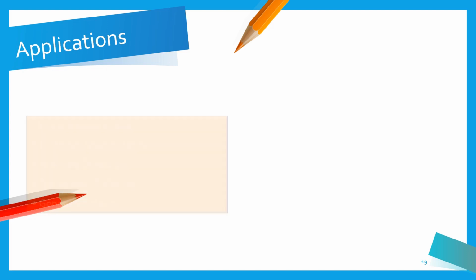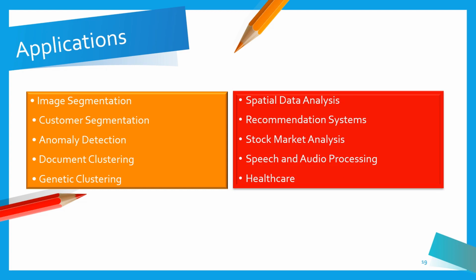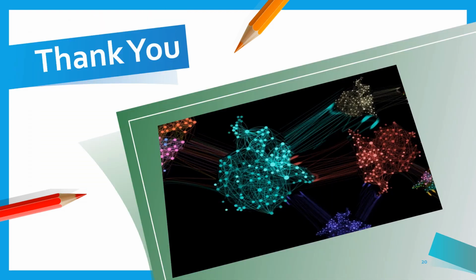Some of the applications of the K-means algorithm include image segmentation, customer segmentation, anomaly detection, document clustering, genetic clustering, spatial data analysis, recommendation systems, stock market analysis, speech and audio processing, and healthcare. That's all about the K-means clustering algorithm.